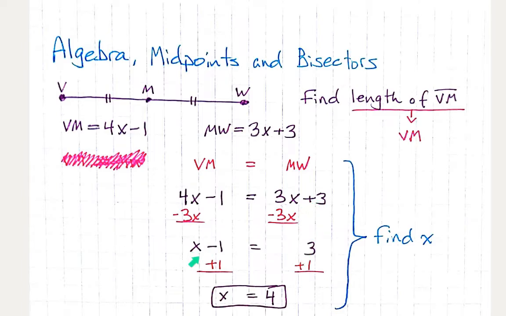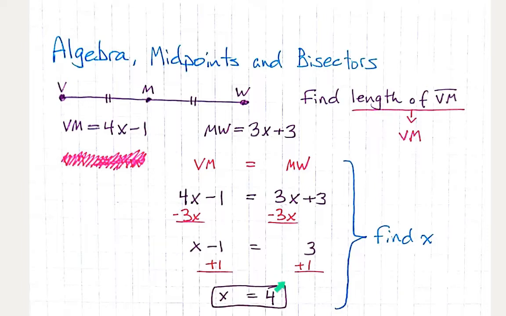Next up, I want to get the x by itself, so I need to get rid of this negative 1. I do that by adding a 1. I'm going to add 1 to both sides, and that gives me x equals 4. So now I know x is 4, but remember I wasn't supposed to find x. I was supposed to find VM, the length of segment VM, right over here.